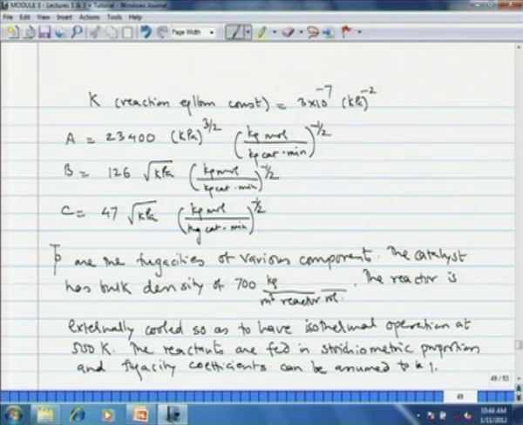Okay. The catalyst has bulk density of 700 kg per meter cube of reactor volume. The reactor is externally cooled so as to have isothermal operation at 500 Kelvin and the reactants are fed in stoichiometric proportion. Okay. The fugacity coefficients can be assumed to be 1.